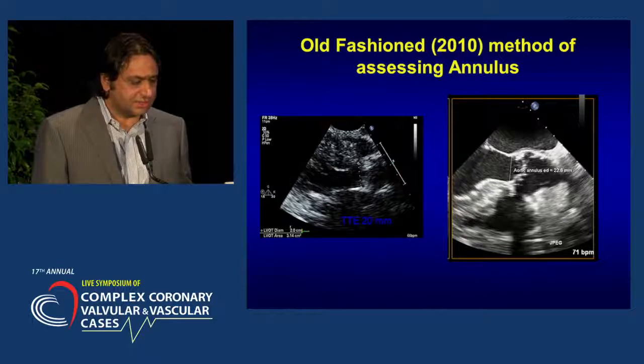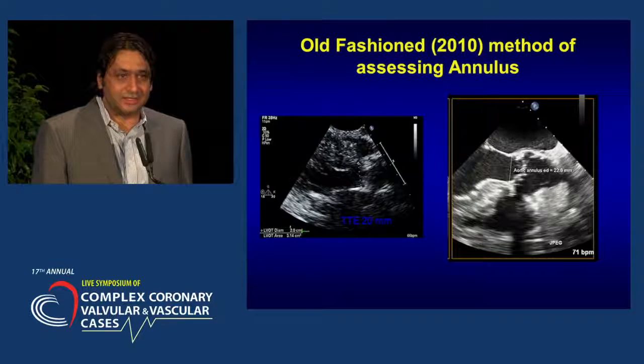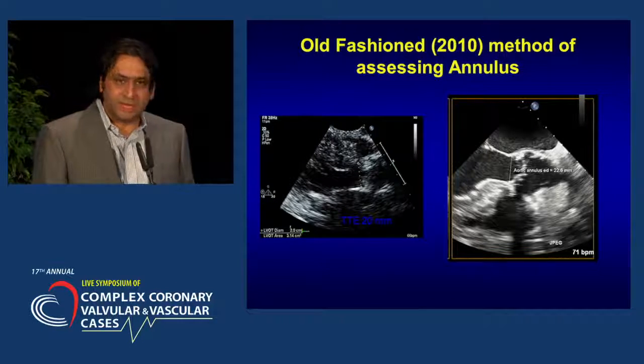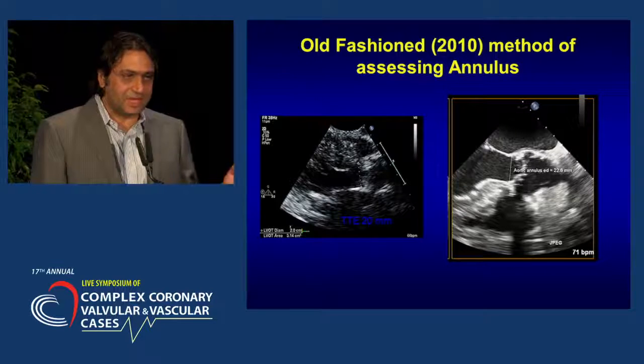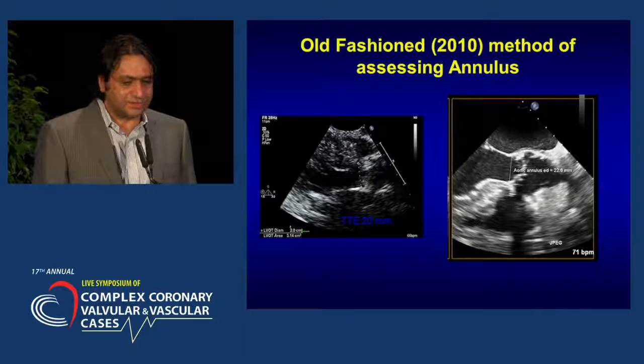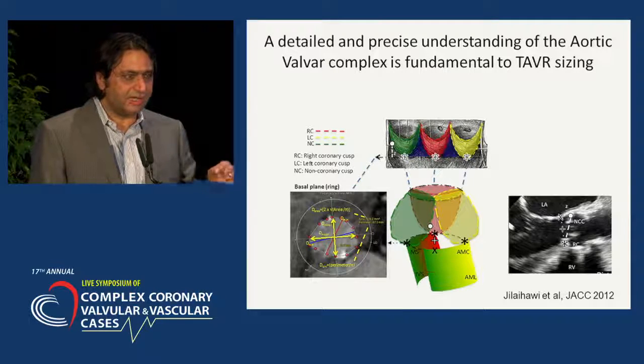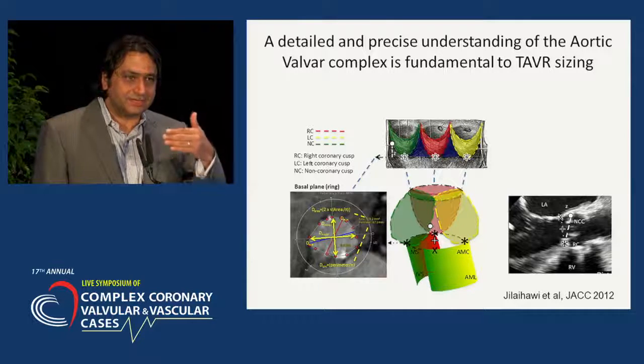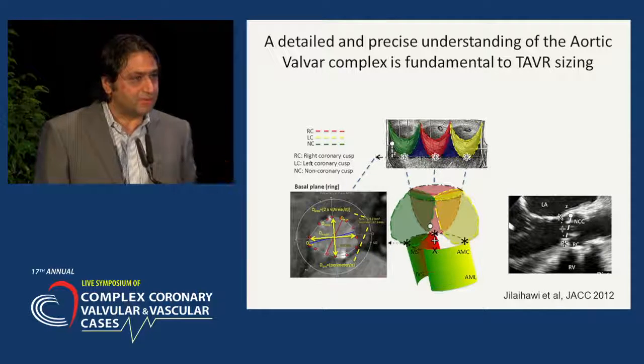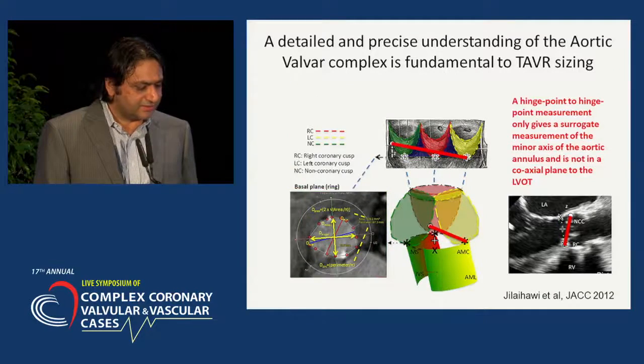And in fact, when we first started doing this, it's old, and by that I say in 2010, we would measure hinge point to hinge point, and we'd come up with the annulus measurement, and then size the valves accordingly. And if you understand this, what is the hinge point? It's basically, if there are 3 leaflets, it's where it touches the annular plane. All right? So if there are 3 leaflets, these points are at 120 degrees, not 180 degrees. So if you measure hinge point to hinge point, you're going to be always less than the 180 degree or the true annulus measurement. So this simple illustration kind of highlights that fact.